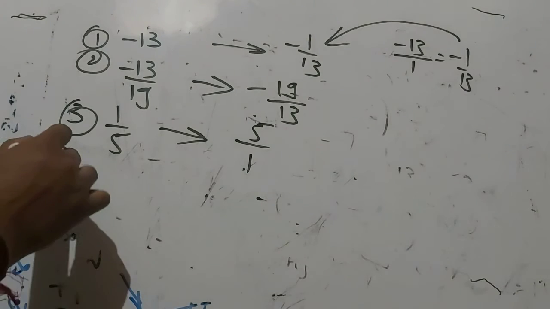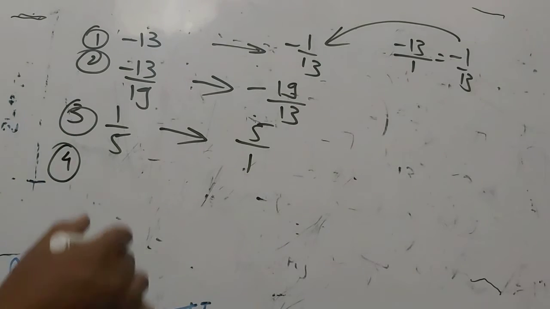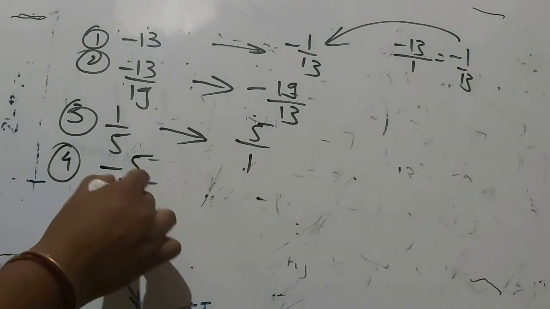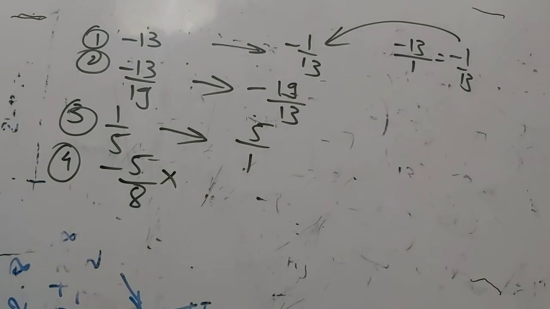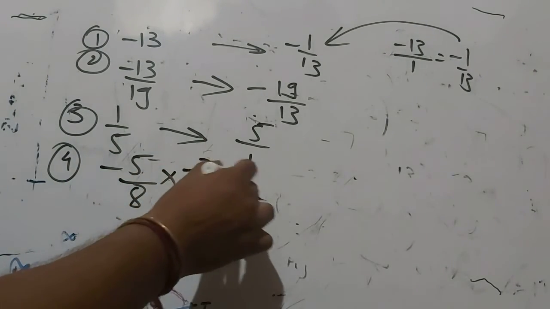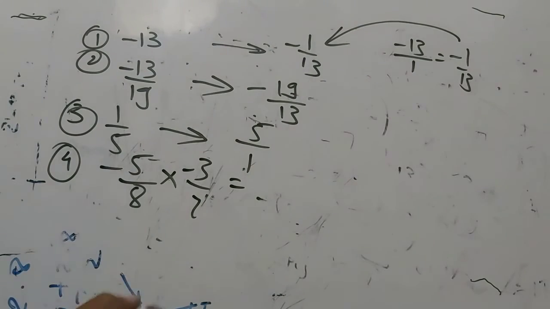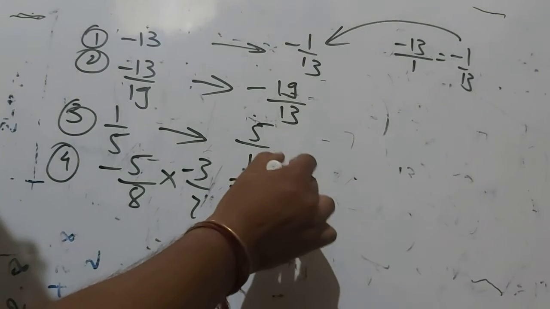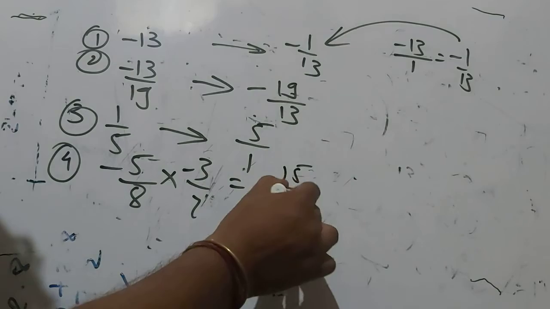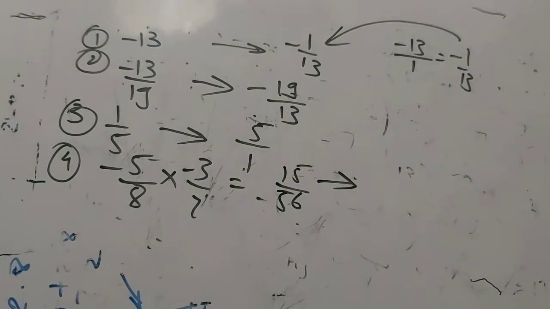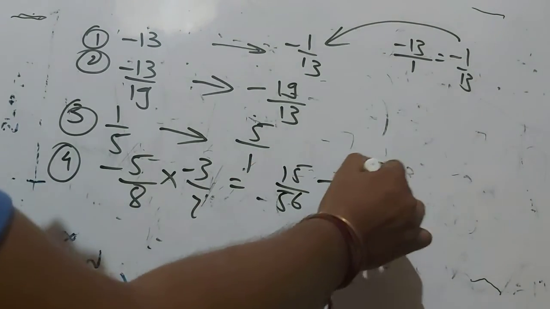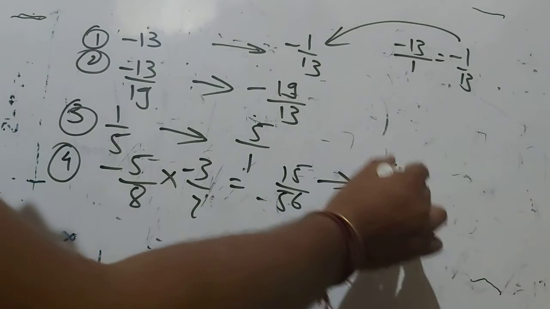So question number 4, see, minus 5 by 8 into minus 3 by 7. First of all, simplify it. Negative negative positive, 5 3 is 15, 7 8 is 56. It's multiplicative inverse. Now denominator will go upside and numerator downside.